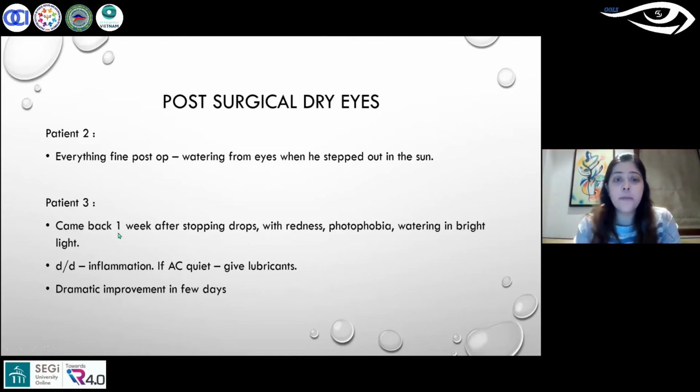Third patient comes back 1 week after stopping the drops. After we finish the 1 month of steroid drops, after stopping that, he comes back with redness, photophobia, watering and bright light sensitivity. Of course, any patient who comes back a week after stopping the drops, the first thing we think of is inflammation, that he's got some rebound uveitis. But when we examined the patient, the AC was quiet. So in this case, we gave lubricants to the patient because dry eyes will also present with redness, photophobia and watering, and the patient had a dramatic improvement in their symptoms in a few days.